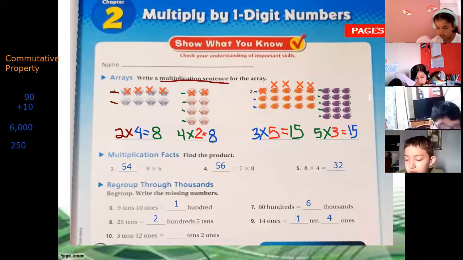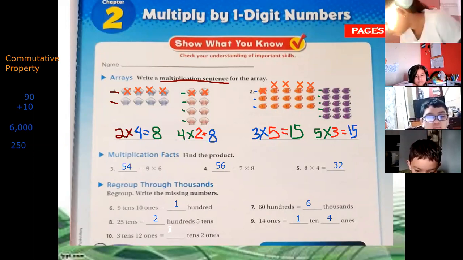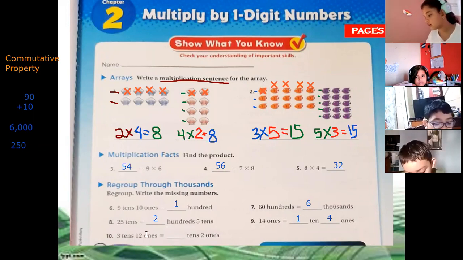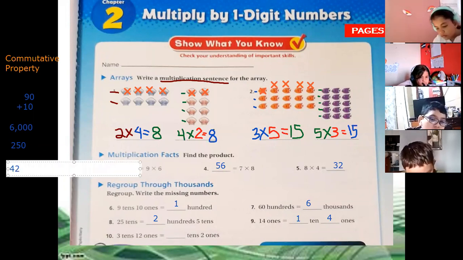Sit down properly, Isabella, please. Number 10. Okay. 3 tens and 12 ones. 42. 42 in total. Okay. Yes.